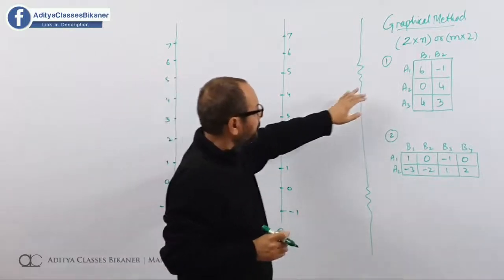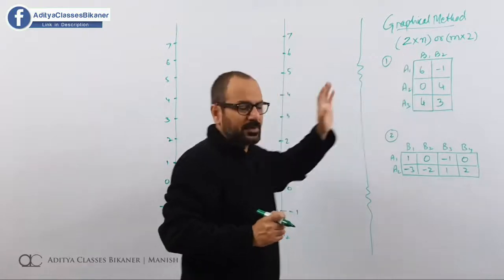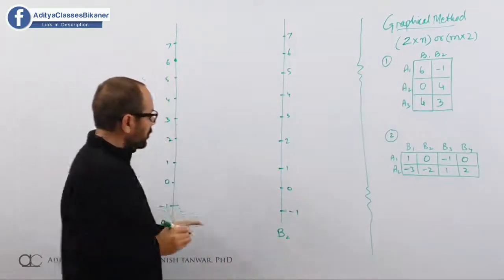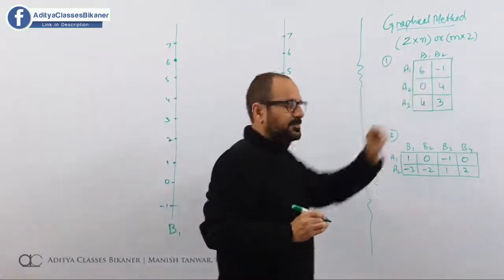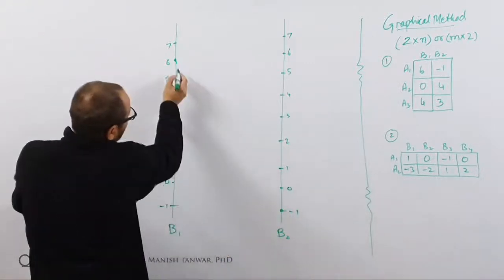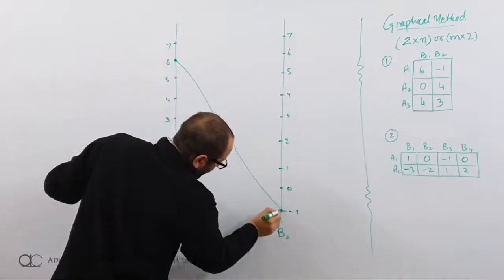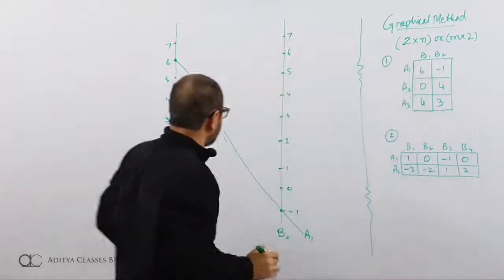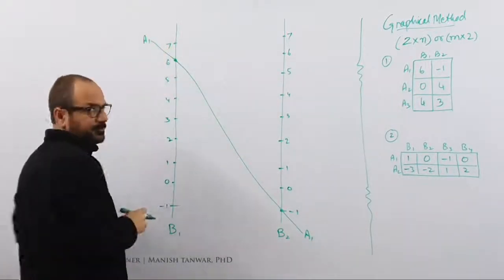So what do we have? B1 is 6, B2 is -1. This becomes my first strategy for A, that is A1. I have plotted A1 as 6 and -1. This is my A1.